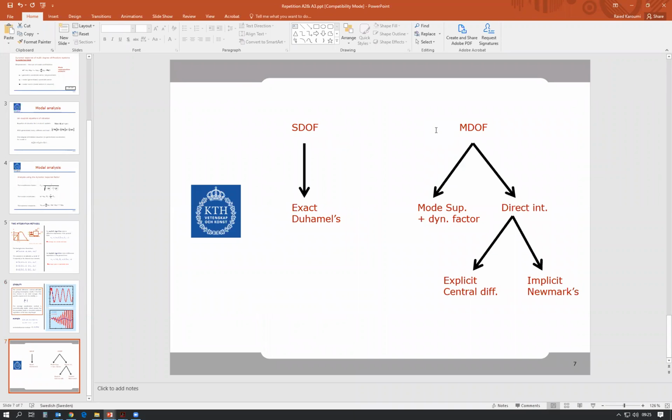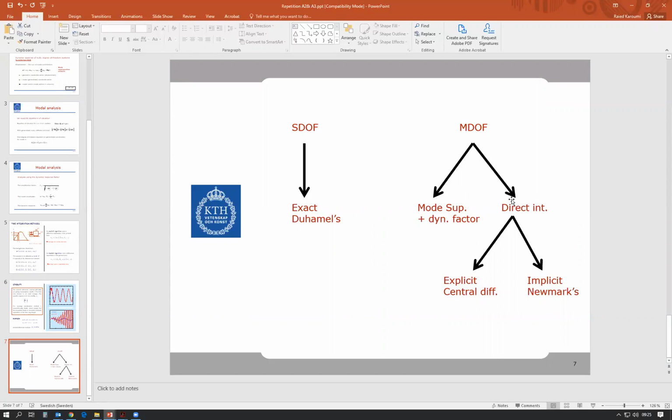All right, so to summarize, for a single degree of freedom system, we can solve this with the Duhamel integrals. Actually, no one is using the Duhamel integrals now. It's an old-fashioned way. Today, we use, for example, multi-degree of freedom systems. We can use mode superposition with the dynamic factor. We analyze mode shape by mode shape, including the mode shape and the dynamic factor for it.